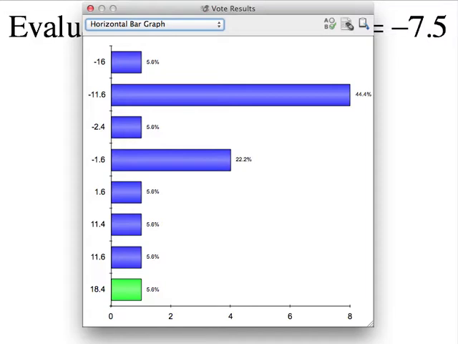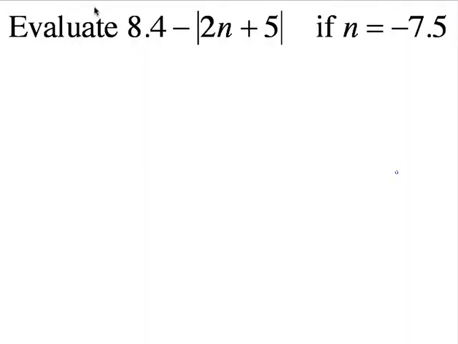18.4 is not the right answer. Good. I kind of tricked you there. Okay. The correct answer is actually -1.6. What the heck? I didn't get that. So let's go through and solve it. This is a pretty basic problem. We should be able to do this.